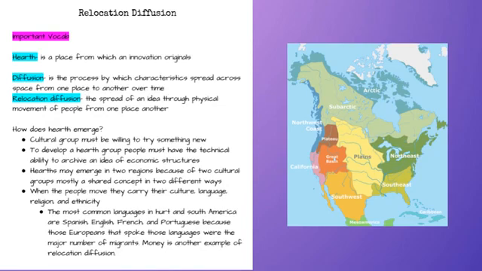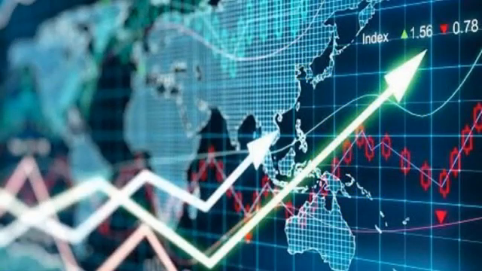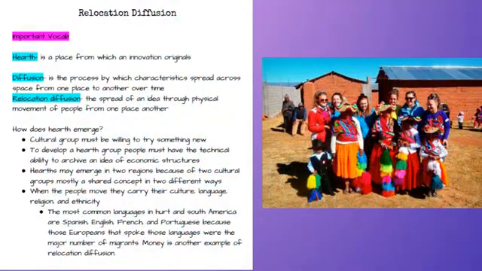So how does a hearth emerge? Cultural groups must be willing to try something new. To develop a hearth group, people must have the technical ability to achieve an idea of economic structures. Hearths may emerge in two regions because of two cultural groups, mostly sharing a concept in two different ways.